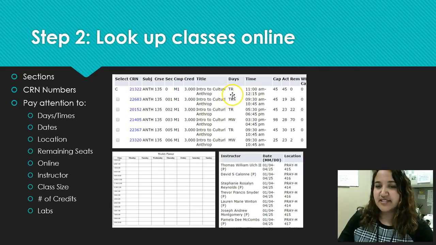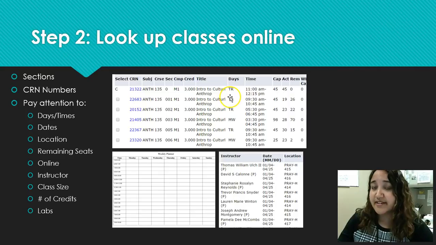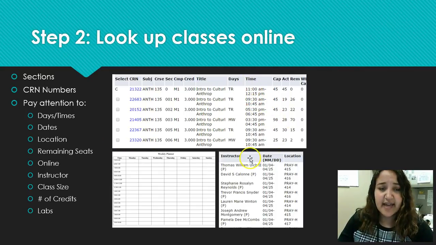And some students see this TR and they think that that means Thursday. So I've heard of students missing their Tuesday classes because they thought that a course designated with this TR meant only Thursdays. But in reality, it's two initials. It's the T for Tuesday and the R for Thursday. Down here, you can see MW, Monday, Wednesday. This is more self-explanatory, the time slots. So this class meets Tuesday, Thursdays from 11 to 12:15. So paying attention to dates and times is important.